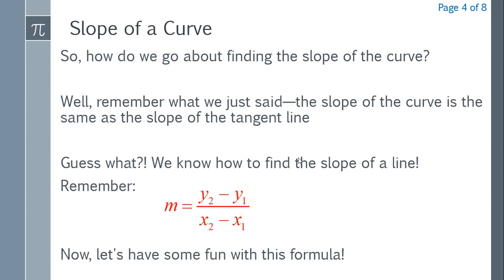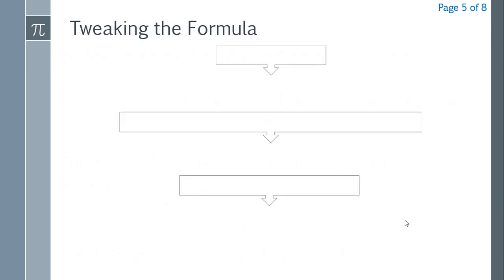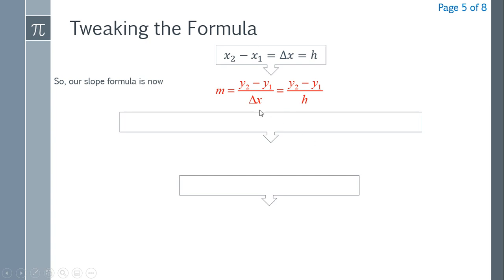So, slope of a curve, how do we go about finding the slope of the curve? Well, remember what we just said. The slope of the curve is the same as the slope of the tangent line. Guess what? We know how to find the slope of a line, right? Rise over run, change in y over change in x. Now, let's see what we can do with that. Tweaking the formula a little bit, change in x, remember we can use that delta x, we'll call that h. So now, what do we have? We have change in y over delta x, or change in y over h.